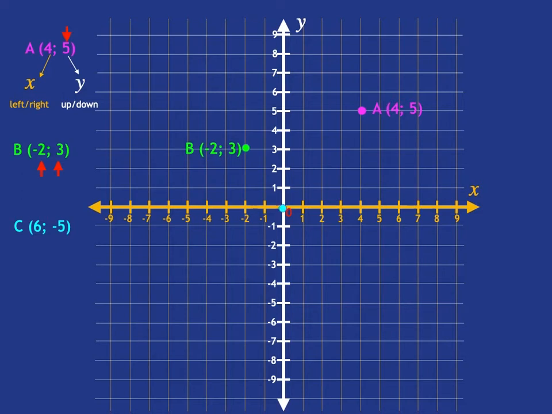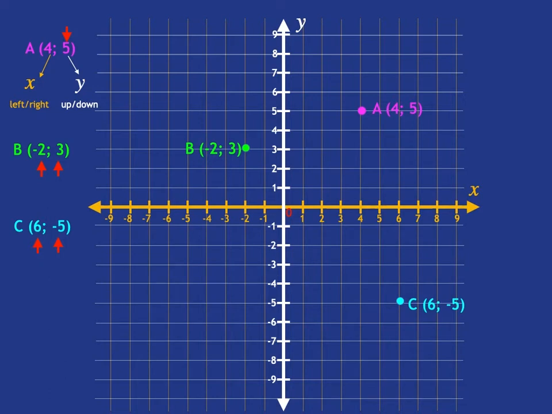We start at the origin, and then we need to first deal with the x, which tells us how far left or right to go. In this case, it's a positive 6, so it's 6 steps to the right. So we're quickly going to go there. Then we look at our y. Our y tells us how far up or down to go. And in this case, it's a -5, so we need to go down 5 steps. And there we end up with our point C, 6, -5.